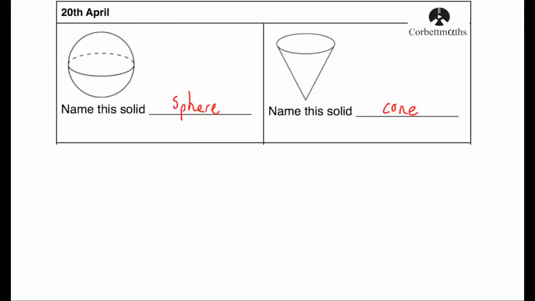Okay, our first question. Our first question is naming some 3D shapes, and it says name the solid. So here we've got a sphere, and next shape is a cone.